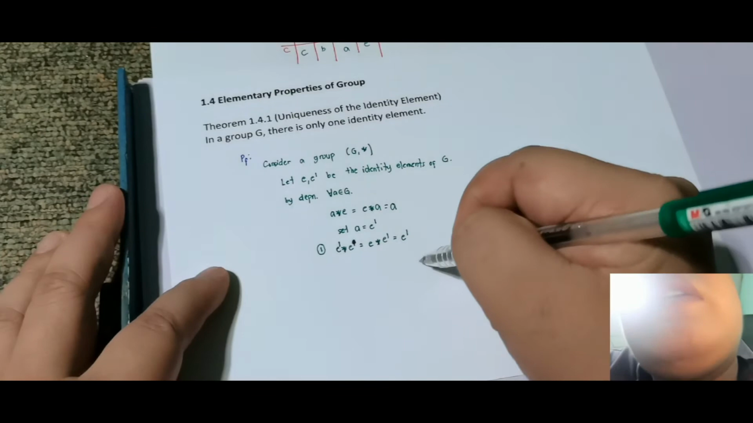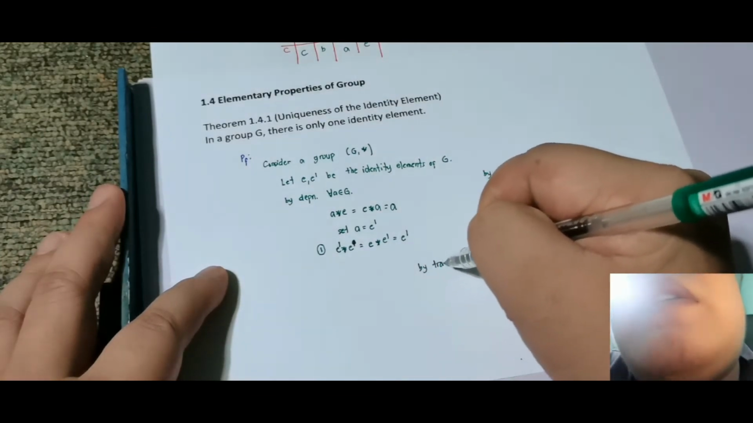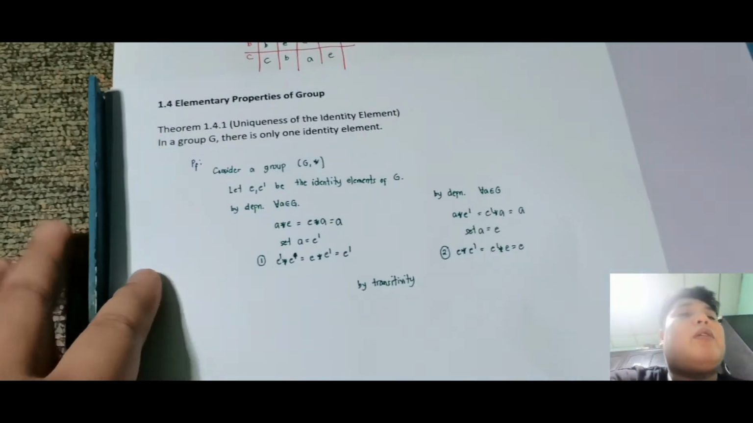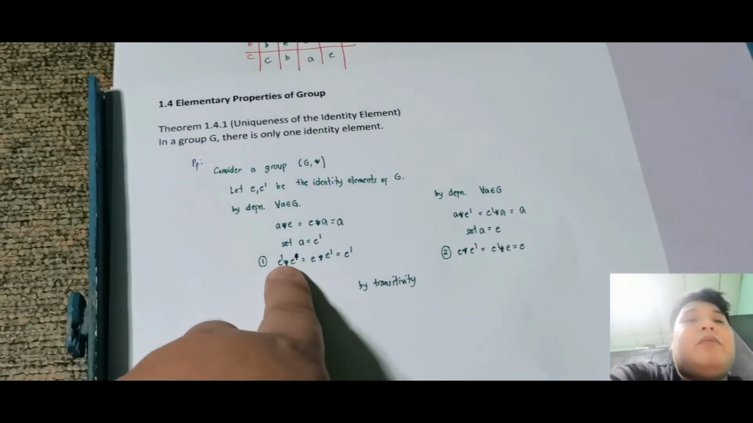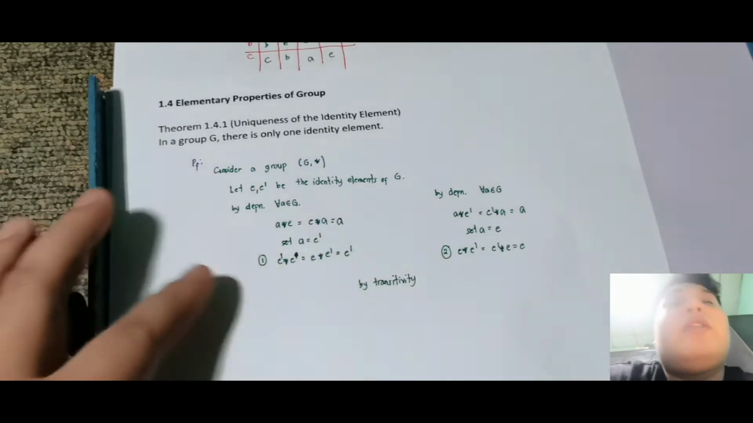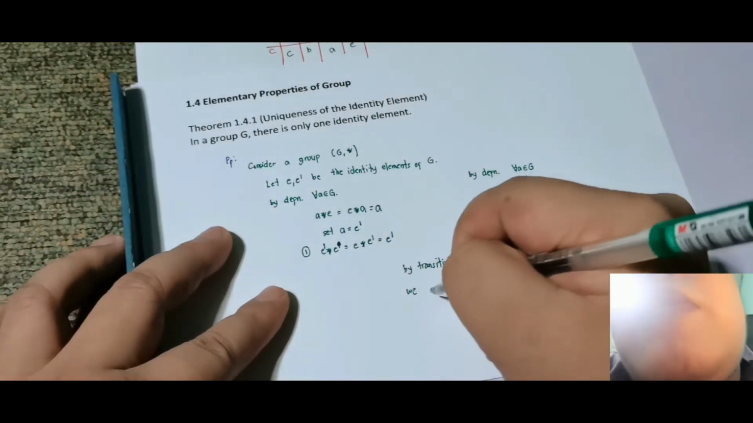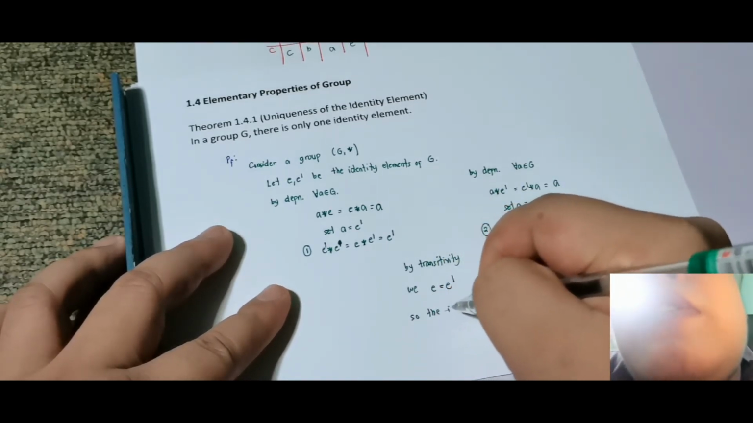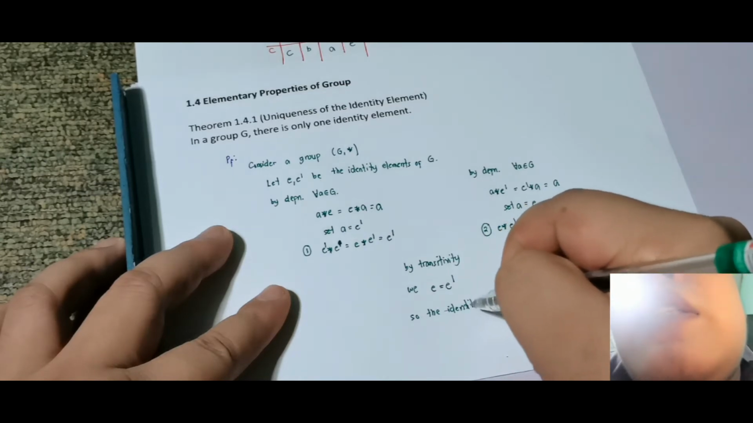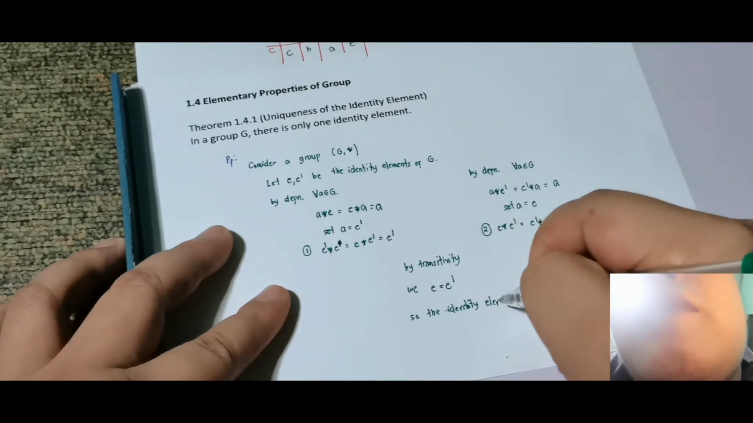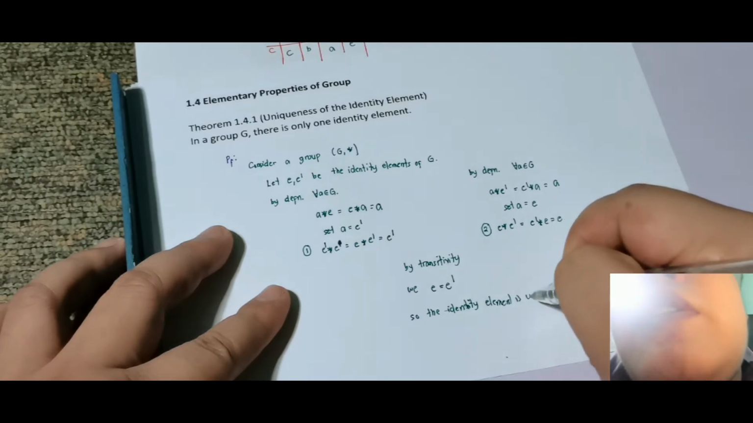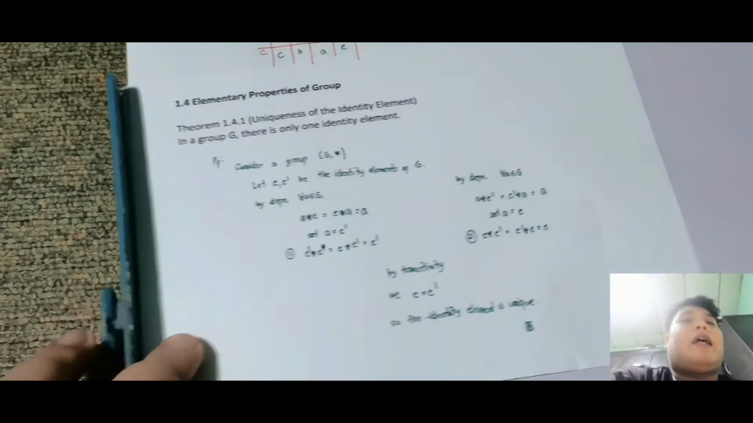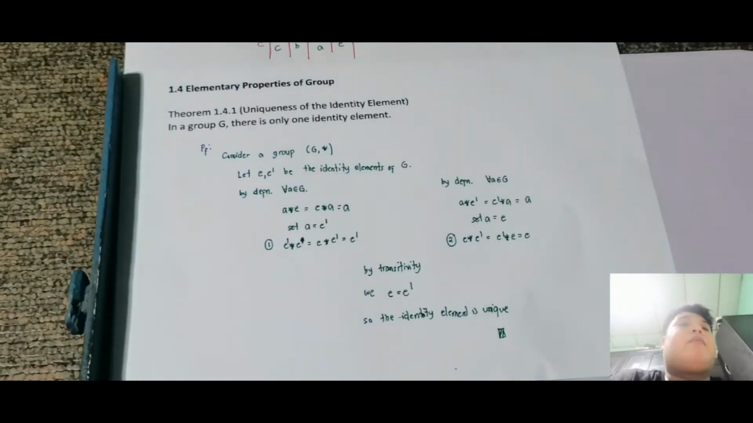So by transitivity of equality, we have yung E prime na to equal lang dito. So we have E is equal to E prime. So the identity element is unique. And therefore that is done. Okay, so ganun siya kadali i-prove.